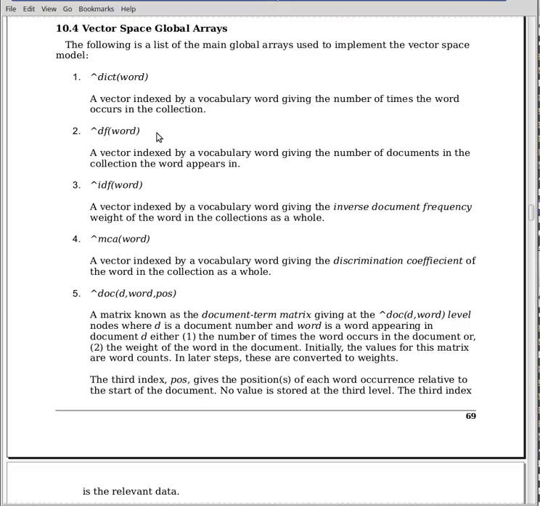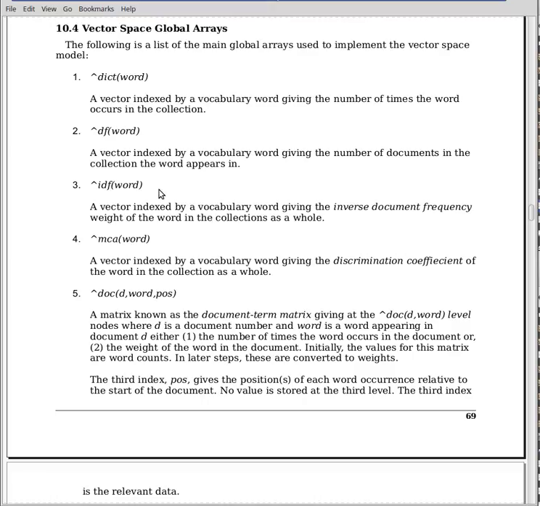The next one is DF, or document frequency. This is the number of documents in which a word occurs. So a word could occur 100 times in the collection, but only occur in 20 documents. So this is the number of documents a word occurs in. This is the number of times it occurs totally in the collection.